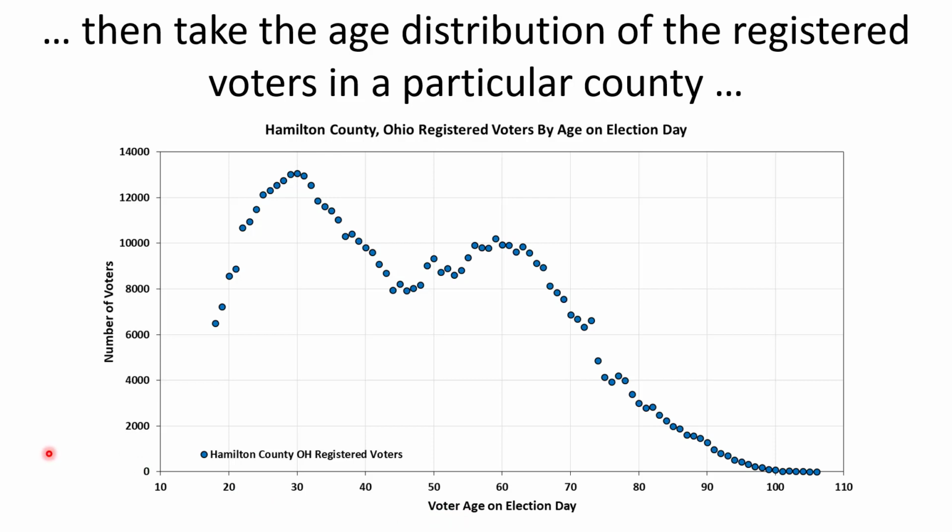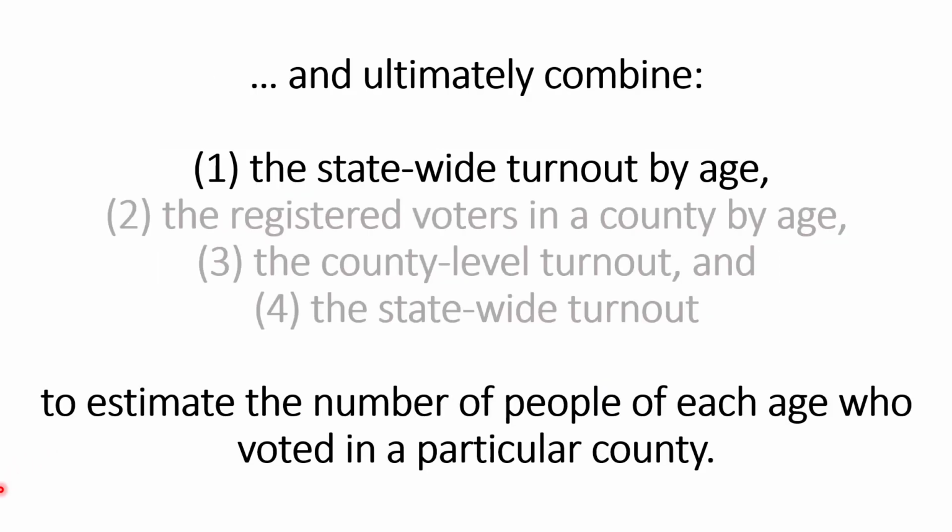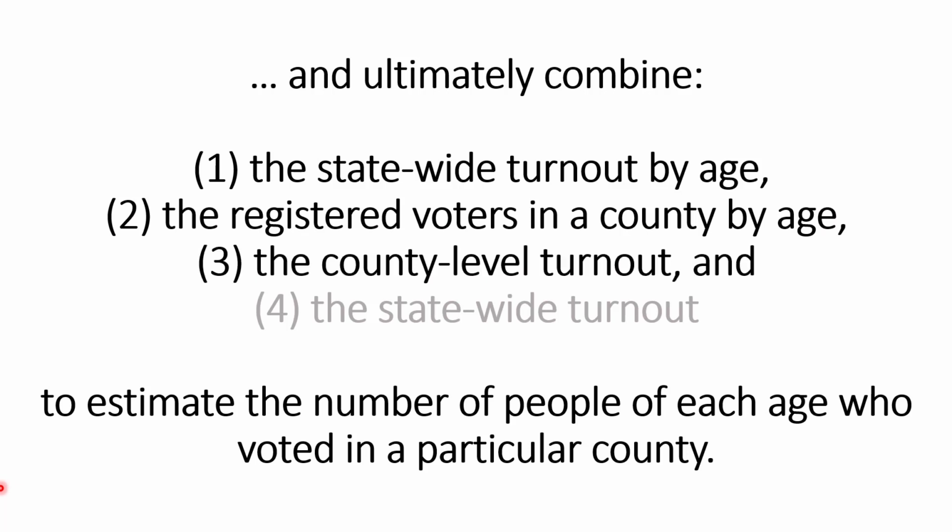And I actually calculated the exact age of each person on election day so that I could get their age in years. What this analysis says basically is I can work with that first graph, the statewide turnout by age. I can combine it with what we see in that second graph, which is the registered voters in a given county by age. I can take the voter turnout overall in a county and the voter turnout overall at the state level, and I can estimate how many people of a given age voted in a particular county.